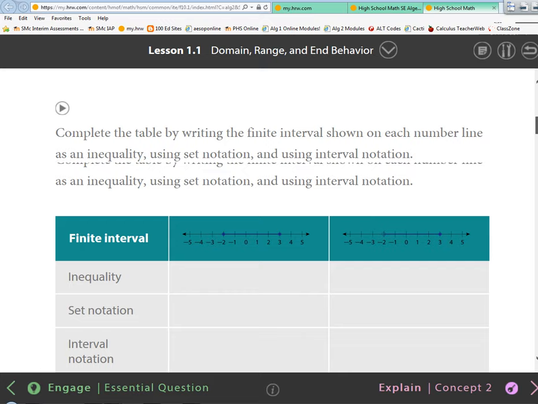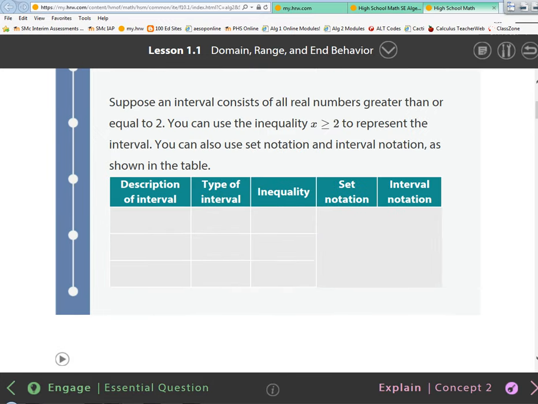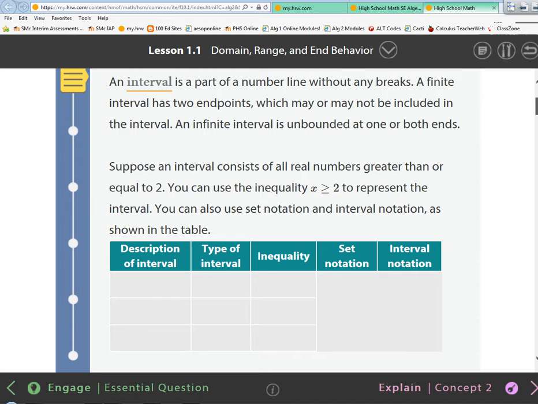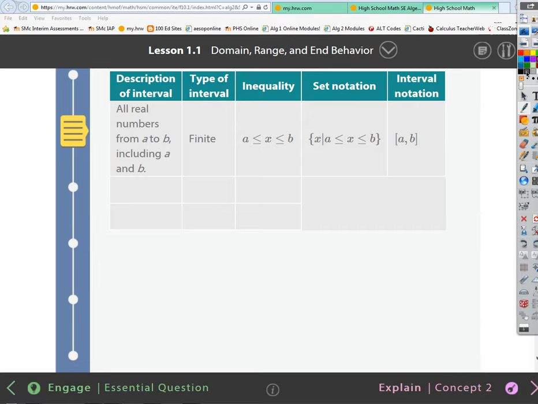So what if we want to look at an interval that's going to include all real numbers from A to B? A and B don't sound like numbers, right? That's all right. We're just going to leave them as variable numbers. A is going to be the lesser of the two numbers. So if I wanted to make a graph of this number line, what do you suppose it's going to look like?